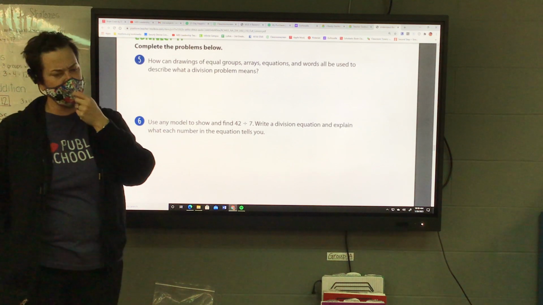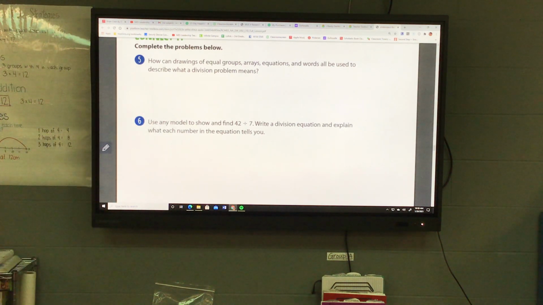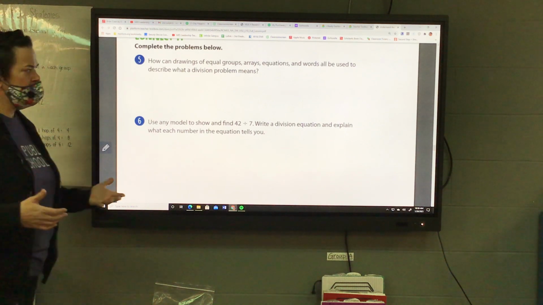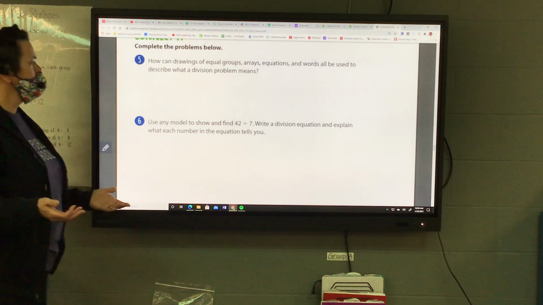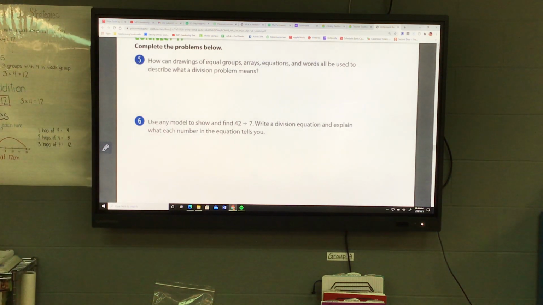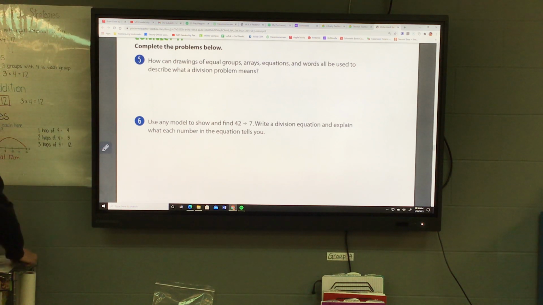So let's talk about this. How can drawings of equal groups, arrays, equations, and words all be used to describe what a division problem means? How can all of those things be used to describe what division problems mean?